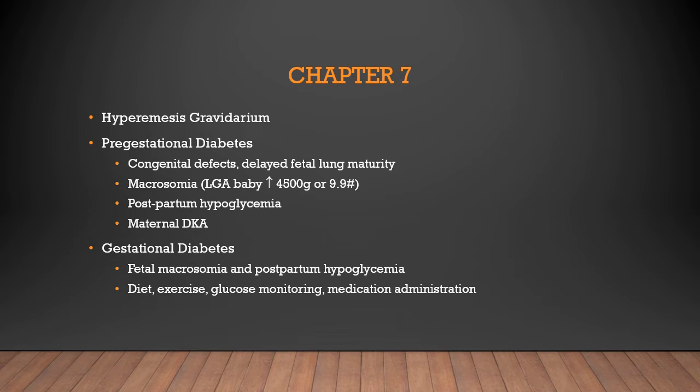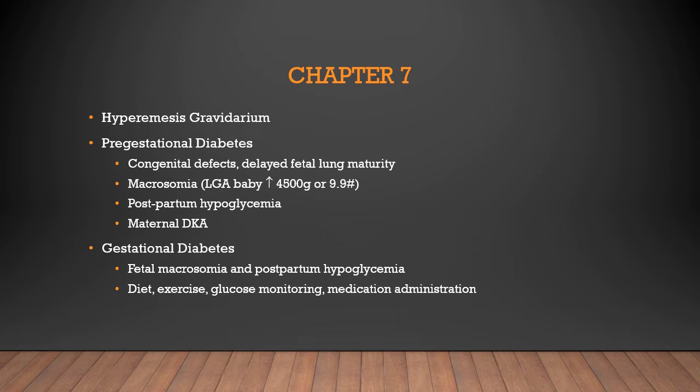The risk of macrosomia, or a large gestational age baby weighing 9.9 pounds or greater, is also increased. And because the fetus is used to receiving excess glucose and has a healthy pancreas itself, the fetus is at risk then, once a neonate, of having postpartum hypoglycemia. During pregnancy, the mother is at greater risk for developing diabetic ketoacidosis. It's critical that we teach the signs and symptoms of DKA and what to report and how to manage it.